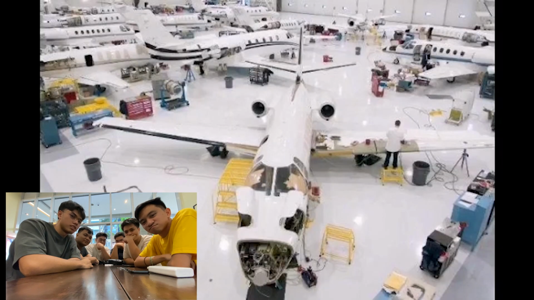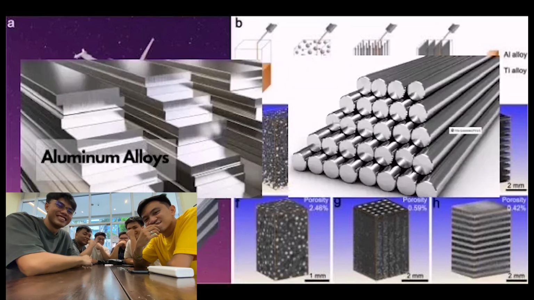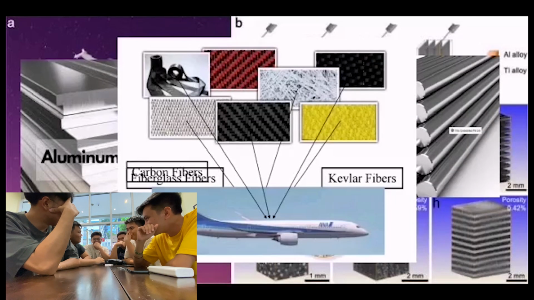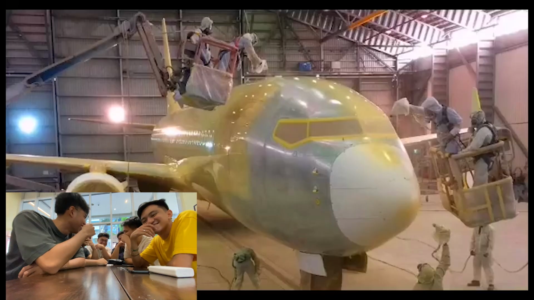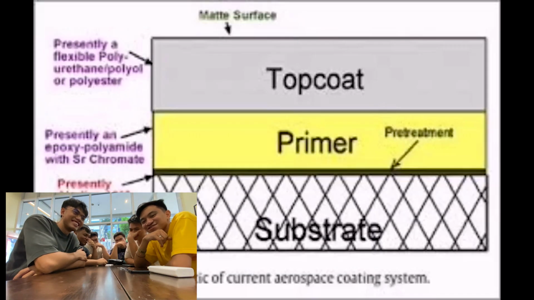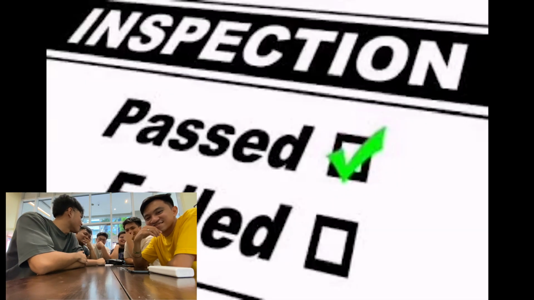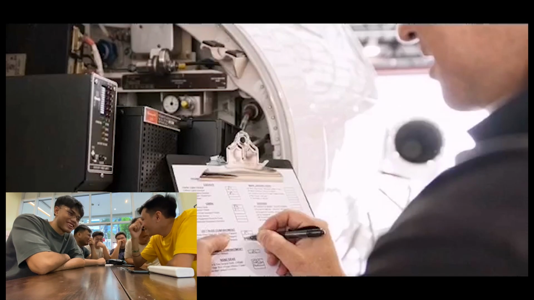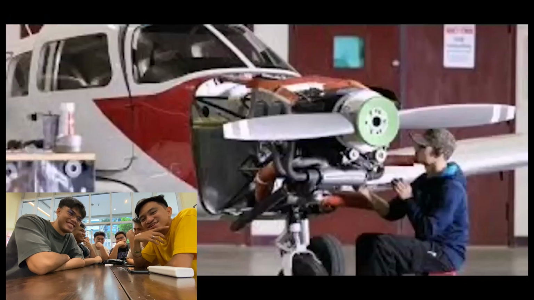1. Material selection. Aircraft manufacturers carefully choose corrosion-resistant materials like aluminum alloys, titanium, and composites for critical components. 2. Protective coatings. Specialized coatings are applied to aircraft surfaces to create a barrier against corrosion, with primers and topcoats engineered to withstand harsh environmental conditions. 3. Routine inspections. Skilled technicians conduct regular inspections using visual checks and advanced non-destructive testing techniques to detect corrosion early.